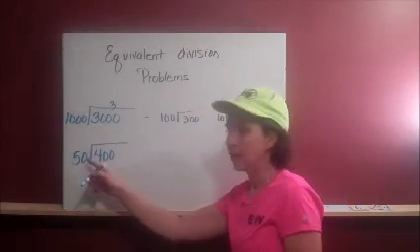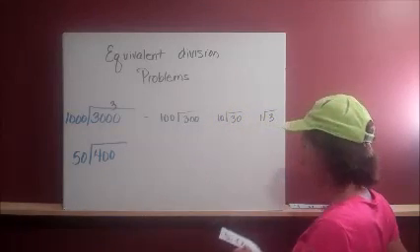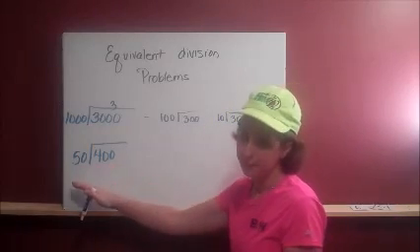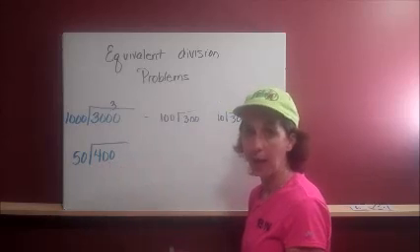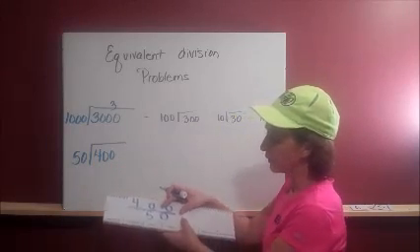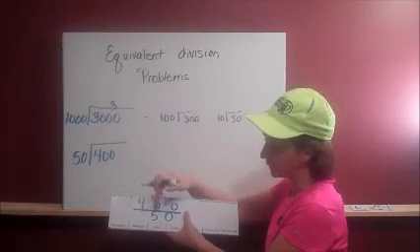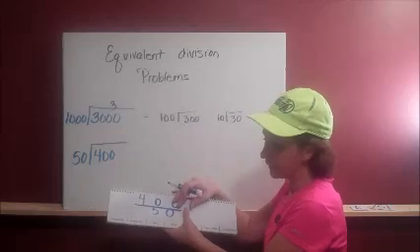So what if I said how many 50s are in 400? Well, 50 into 400. How many 50s are in 400? That problem looks like this on our place value chart. The 4 is in the hundreds place, and the 5 is in the tens place.